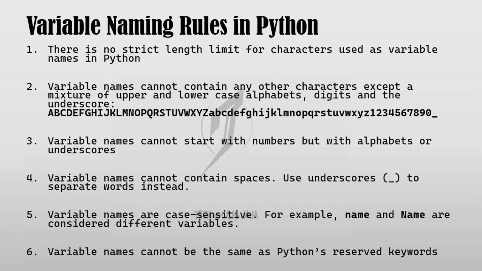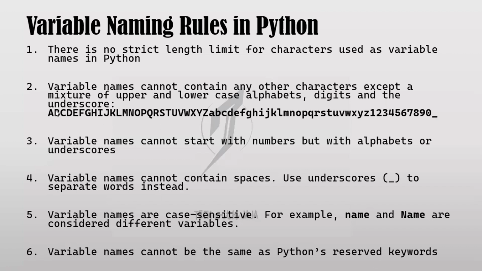The number 2 is that variable names cannot contain any other characters except a mixture of upper and lowercase alphabets, digits, and an underscore. Here you can see that I have given you all the uppercase alphabets, the lowercase, the digits, and then an underscore.